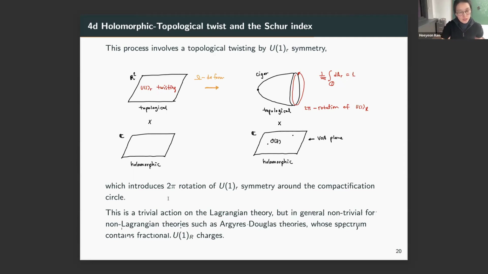Of course, this is a 2 pi rotation, so it turns out to be a trivial action for a Lagrangian theory, where all the spectrum has integer U(1) R charges. But in general, for non-Lagrangian theories, such as Argyres-Douglas theories, this operation gives rise to some non-trivial result, because some of the spectrum contains fractional U(1) R charges, and this extra twist results in something very non-trivial.